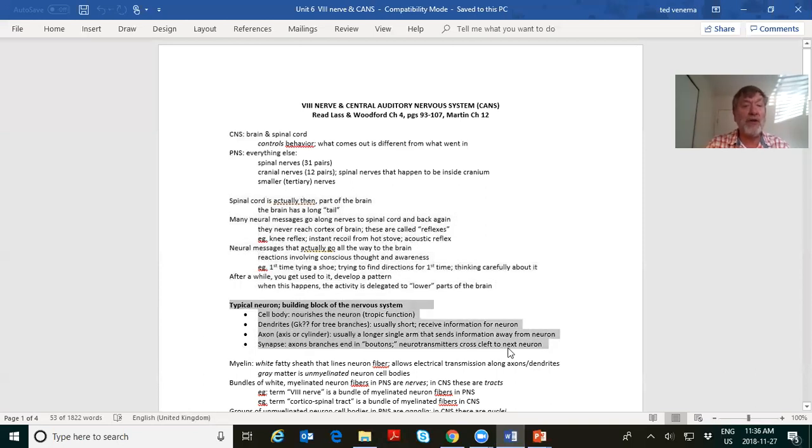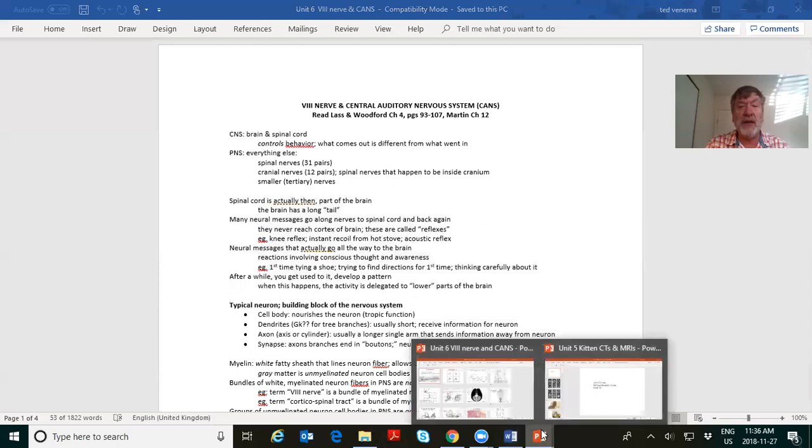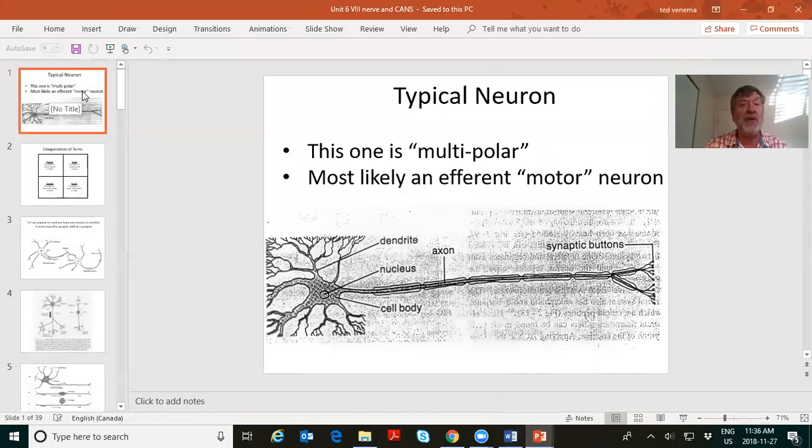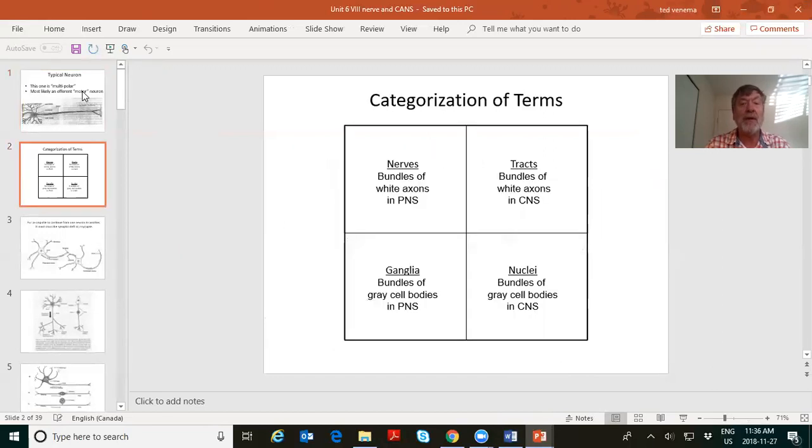Remember the general parts of a neuron, as seen in this particular picture here. Okay, the pieces and parts of a neuron. The cell body on the left, the dendrites sticking out of the cell body, the long arm called the axon, the white fatty layers called the hot dog buns, and in more accurate language, the myelin. And so the myelin is white, and the unmyelinated parts of the neuron is the cell body. And this is the categorization of those terms.